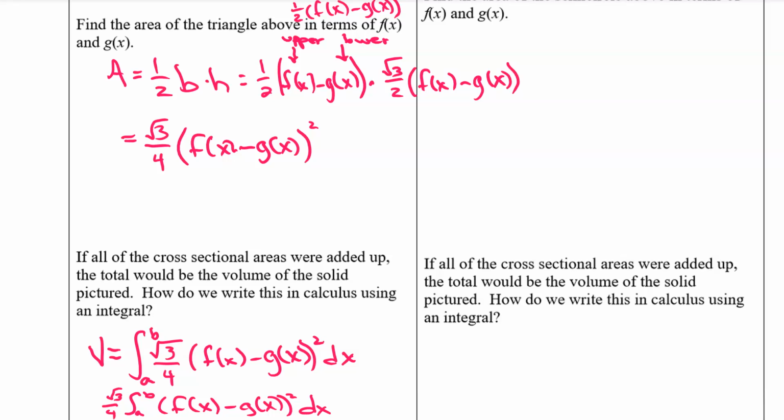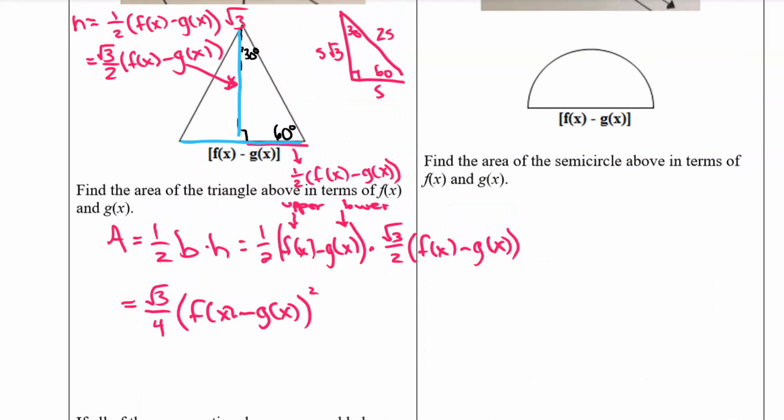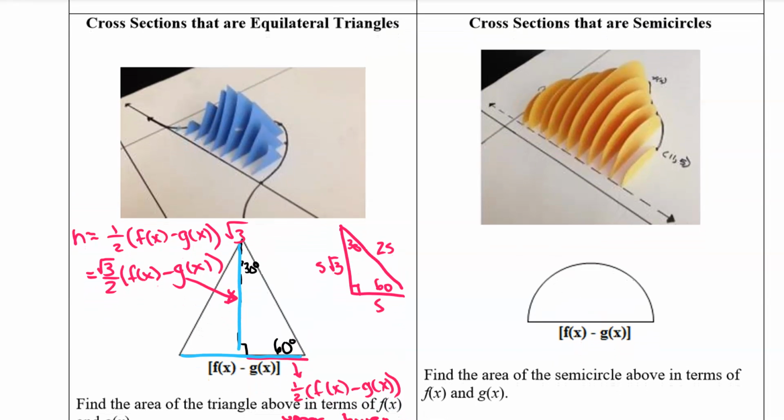All right, and now we've got our last type of cross-section to talk about, and that's going to be our semicircle or our half circle. So our entire diameter for the semicircle is going to be the distance between our curves, right? That f of x minus g of x. So when we're talking about area of a circle, we know that's pi r squared, right? The area of a semicircle is half of that.